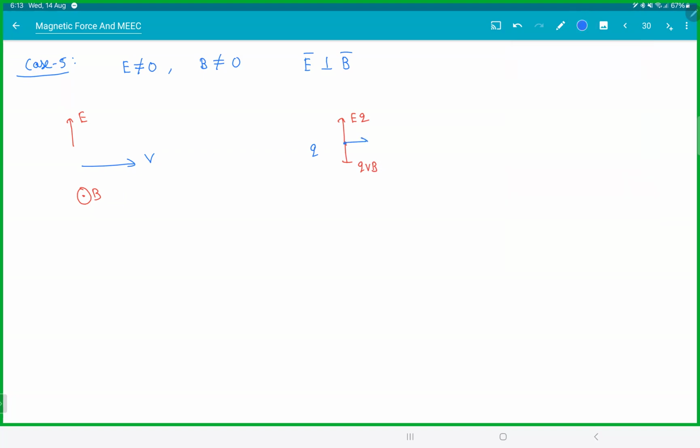Now, if qVB becomes equal to qE, so for this field, E is equal to VB, there'll be no deflection. It will go in a straight line. Quite a useful result, actually. I'll show you multiple reasons. It's especially useful this way. So the velocity is given by E by B. This is your minimum speed for no deflection. I'll tell you why it's a minimum speed.